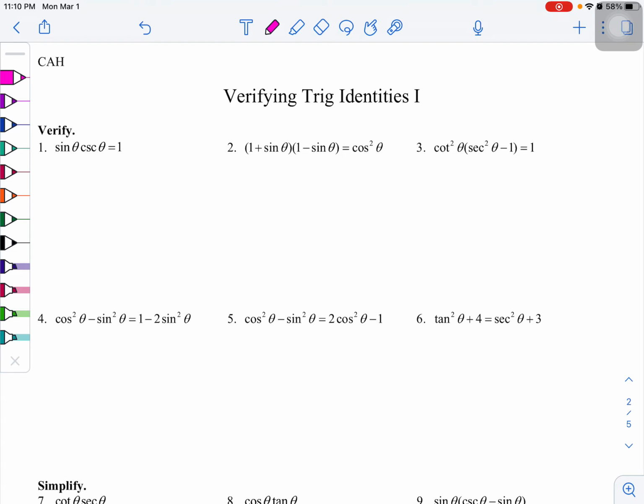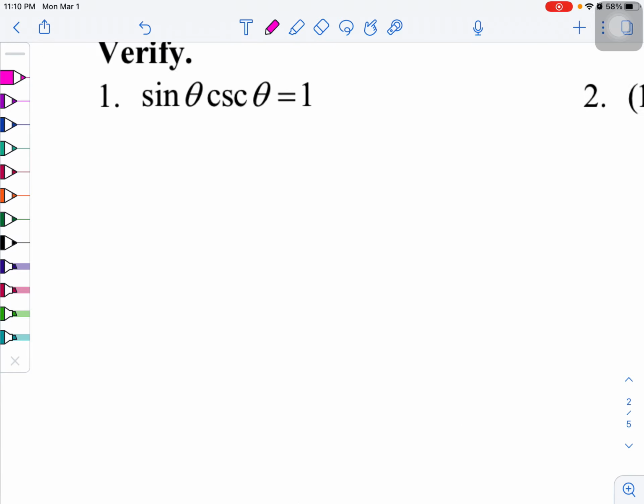All right, in this video, I'm going to go through the 6 problems under the heading Verifying Trig Identities number 1. Each of these pages, for the most part, has a combination of verifying and simplifying. I'm going to do the verifying in the videos, and the simplifying, I'll put the key up. If you have questions or concerns, please make sure you're asking.